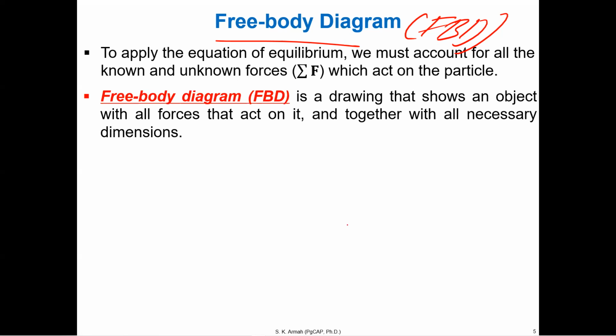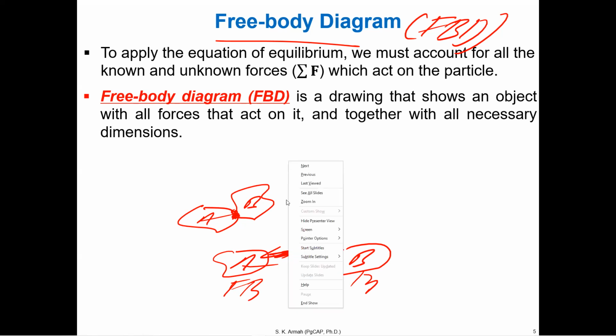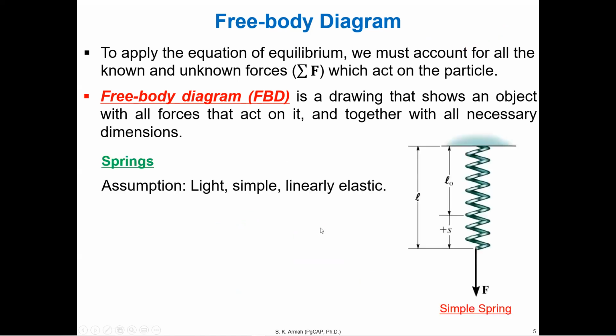Sometimes you can have more than one object, so you have one object connected to another object. This is object A, object B. We can separate them, object A and then object B, and draw the FBD of this and the FBD of this. Normally, if they are in contact, then wherever they are in contact you can have, like Newton's third law, some kind of reaction, and so on. So we have to be drawing free body diagrams in this chapter. You can't just calculate, you have to draw the free body diagram.